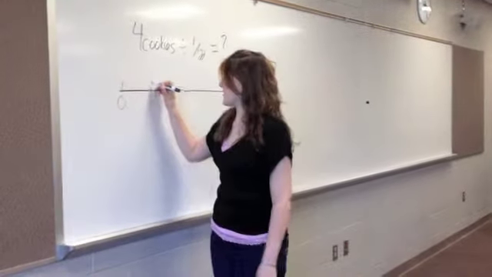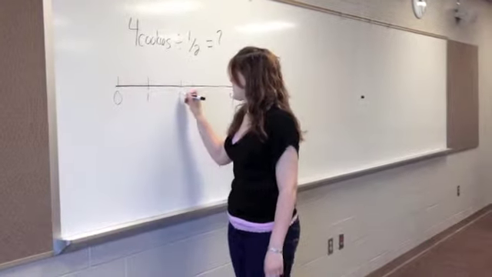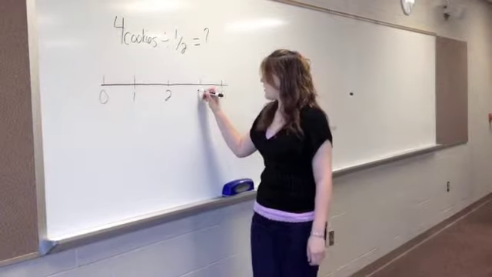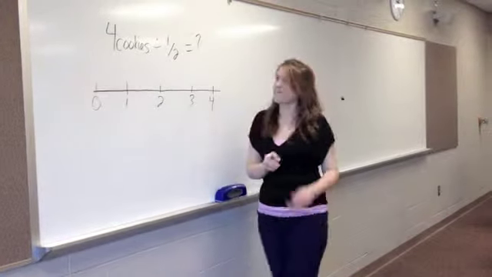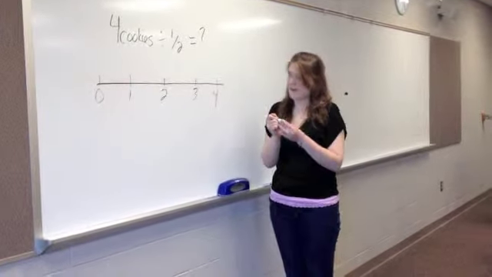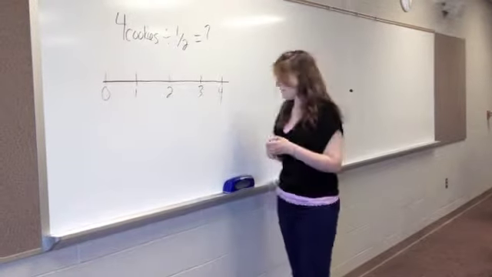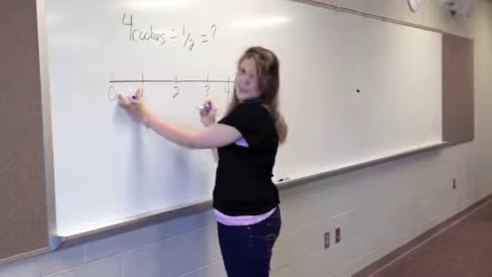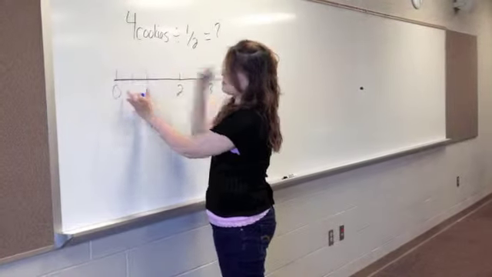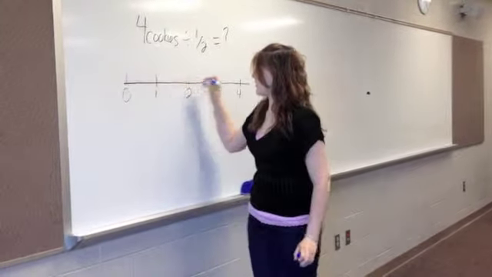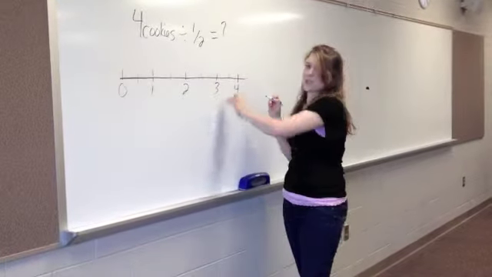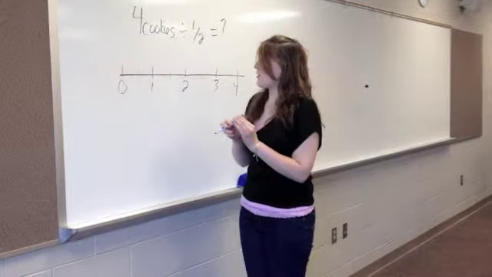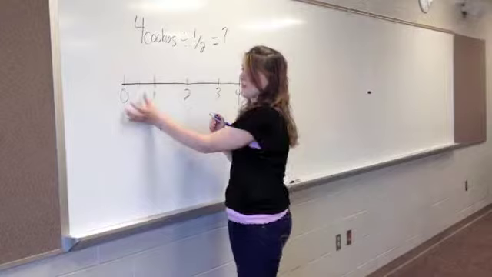So let's fill in the rest of the numbers. We got 1, 2, and 3. So to figure out the halves, we're going to cut this unit into 2 units. We're going to do that for each spot. So let's count how many we have in this.